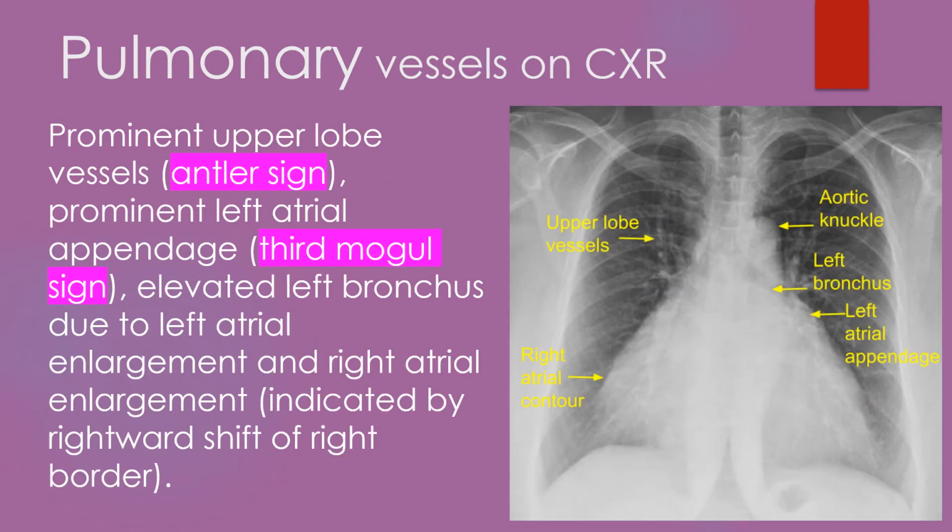This chest X-ray shows prominent upper lobe vessels, that is Antler sign, prominent left atrial appendage, that is third Mogul sign, elevated left bronchus due to left atrial enlargement, and right atrial enlargement indicated by the rightward shift of right border.